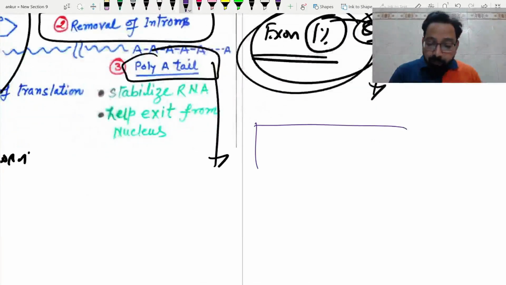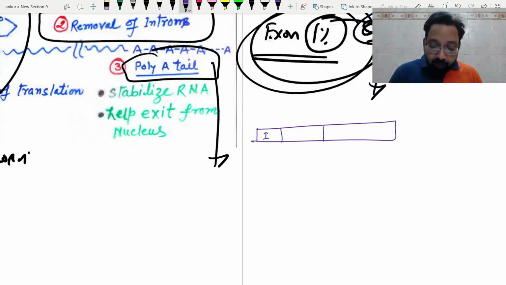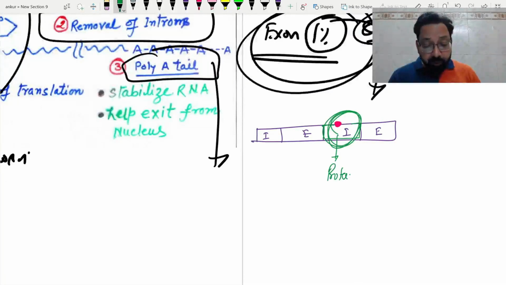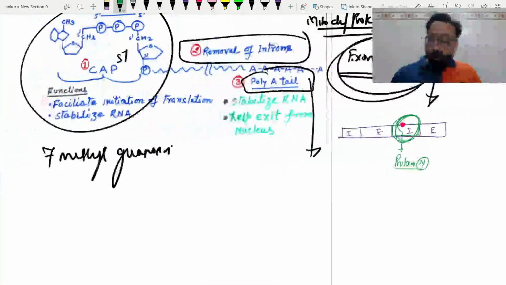Long time back a question was asked. They gave this DNA and they asked that in this DNA, this is intron, this is exon, this is intron, this is exon, and mutation occurs at this point. Due to this mutation, what would be the effect on protein? Yes, you can think. Introns are not going to take part in protein synthesis. Sorry, the protein would be normal. Okay, this question was asked.